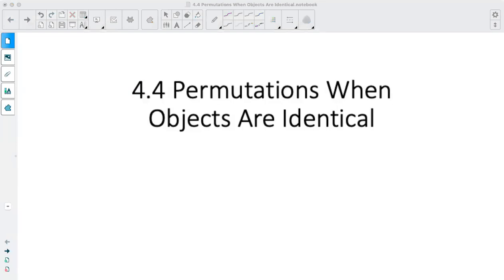Hi, today we are dealing with section 4.4, which is permutations when objects are identical. So in the last section, we dealt with if each object was unique. Today we are going to look at what happens if some of the objects are the same.